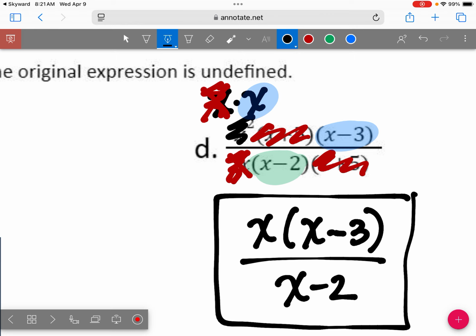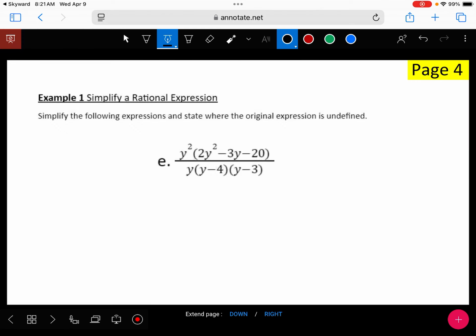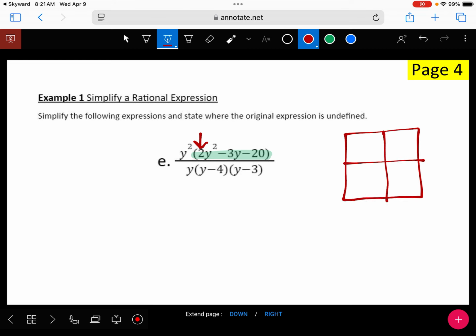All right, last one for today is example E. So this is our only one where we have to make a box. Can't do a shortcut because A is 2. So I'm going to make my box off to the side. 2y squared goes here, and negative 20 goes here.